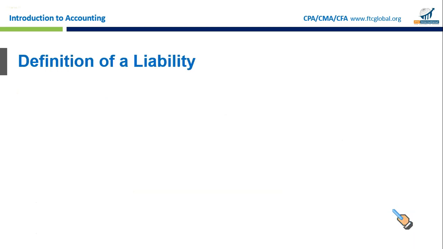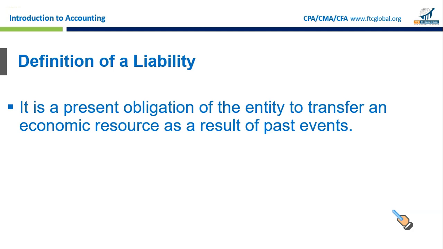Moving on. Okay, now the second component of the accounting equation, defining a liability. So what is a liability? It's a present obligation of the entity to transfer an economic resource as a result of past events. Let us break this down and try to make some sense out of it.